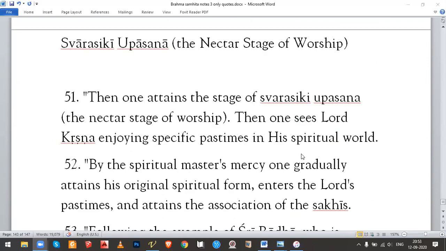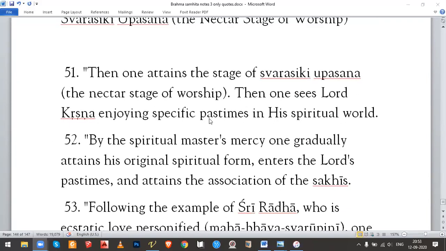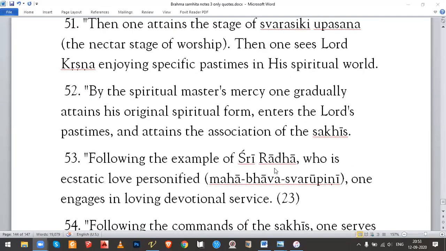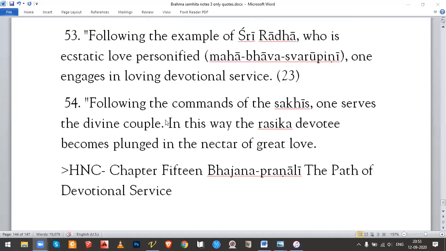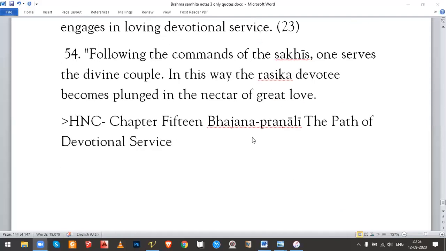And then Bhaktivinoda Thakur describes svarasiki upasana. Then one attains the stage of svarasiki upasana, the nectar stage of worship. Then one sees Lord Krishna enjoying specific pastimes in his spiritual world. By the spiritual master's mercy, one gradually attains his original spiritual form, enters the Lord's pastimes, and attains the association of the sakhis, the gopis. Following the example of Srimati Radharani and so on, one actually absorbs in the service.